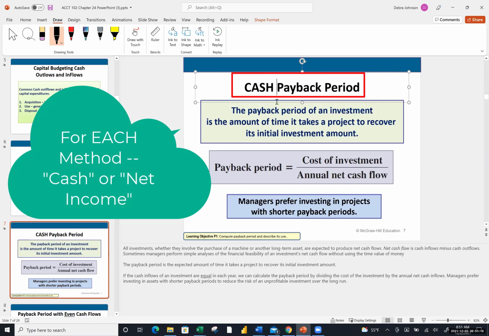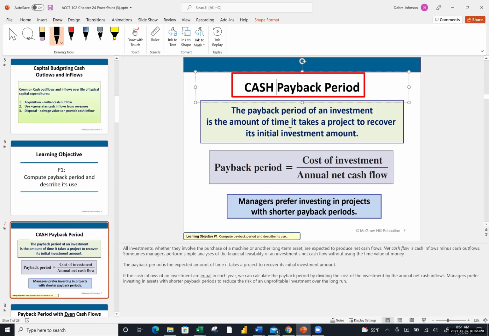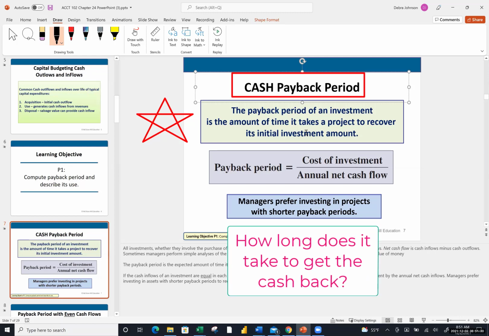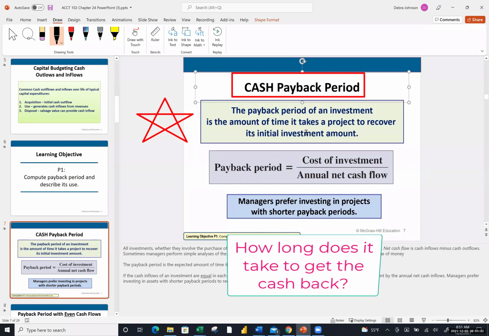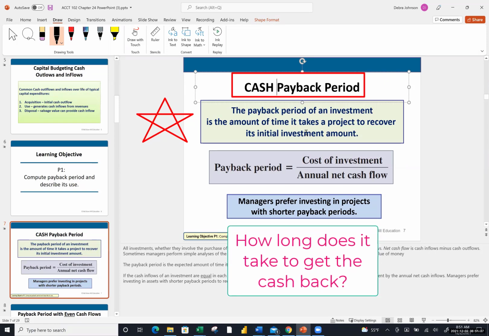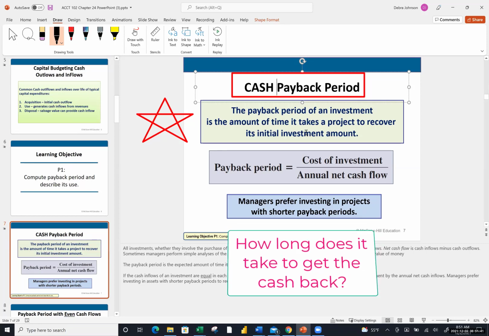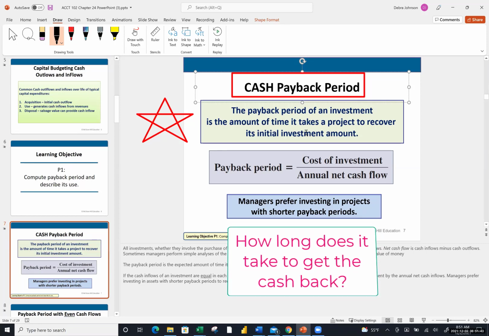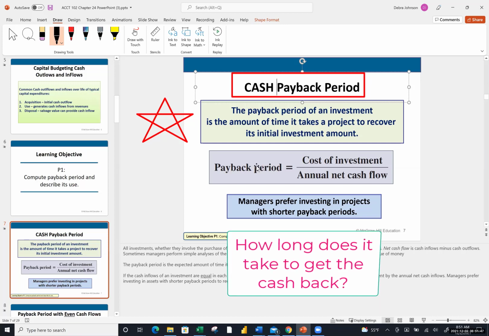This is cash-based. And the payback period of an investment is the amount of time it takes to recover the cost. So what you're after on this cash payback, you're asking yourself this question: how long is it going to take me to recover my investment? So the answer is going to be in a time frame, right? It's not going to be a percentage like most of the others. It's going to be in a time frame. The shorter the time frame, the better the investment is.